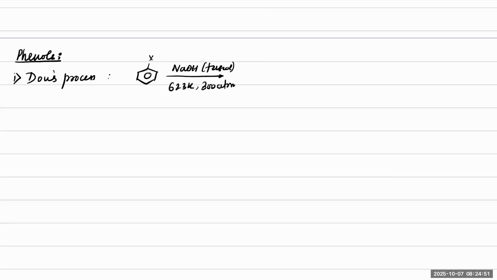Method of preparation we have already learned. First method is Dow's process. Dow's process is when you take alkyl halide, react that with NaOH in the fused form at a high temperature and high pressure. Correct? That will turn out to be O minus Na plus, and that on hydrolysis will give you phenol.